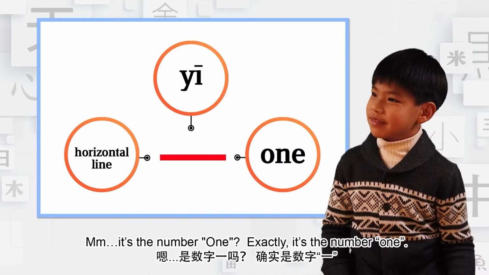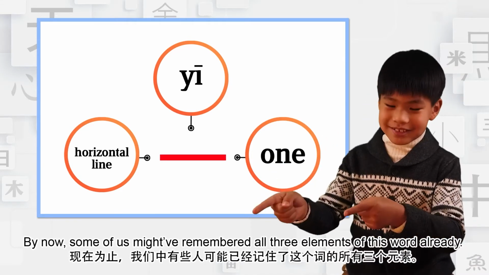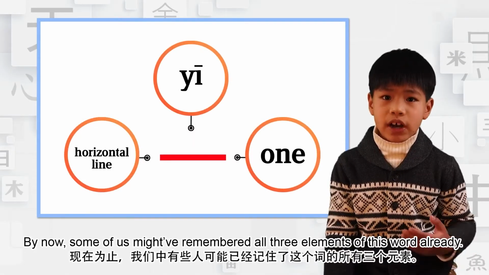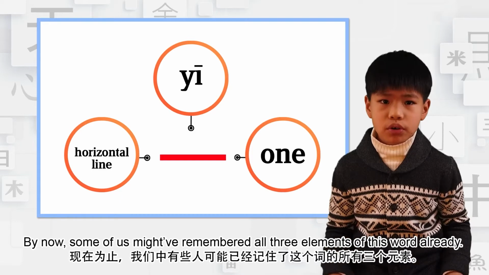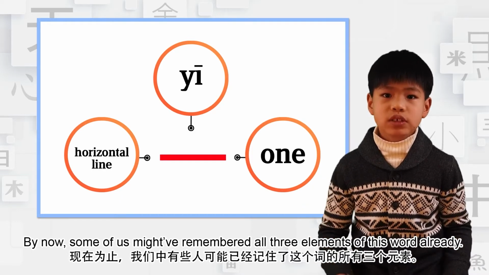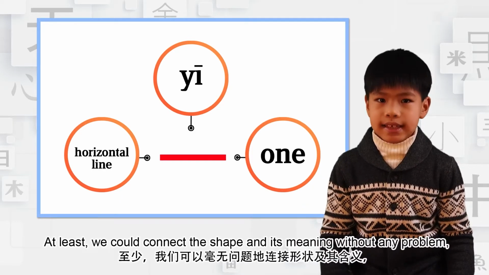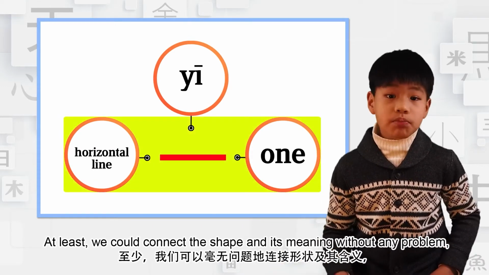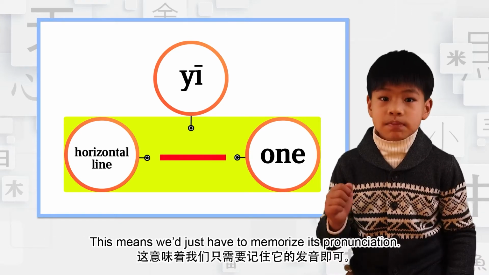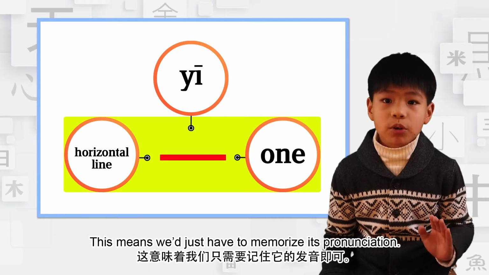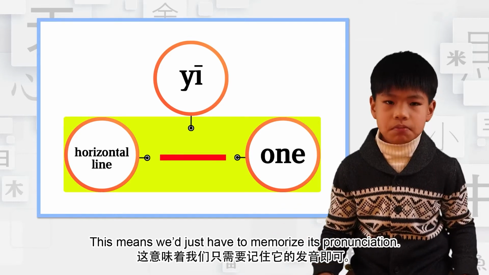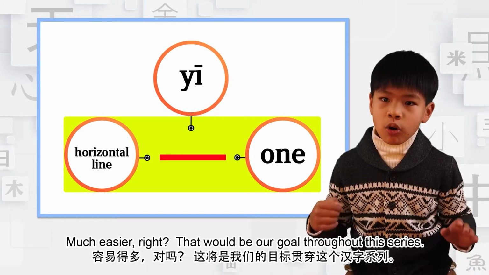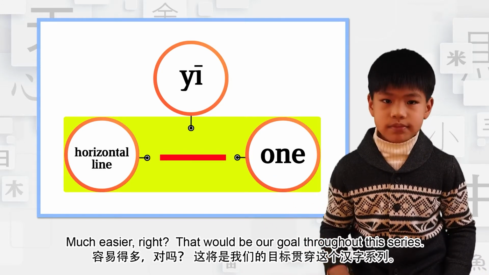Is that number 1? Yes, you're correct. Exactly. By now, some of us might have already remembered all 3 elements of this word. At least, we could connect the shape and its meaning without any problem. This means we just have to memorize its pronunciation. Much easier, right? That will be our goal throughout this series.